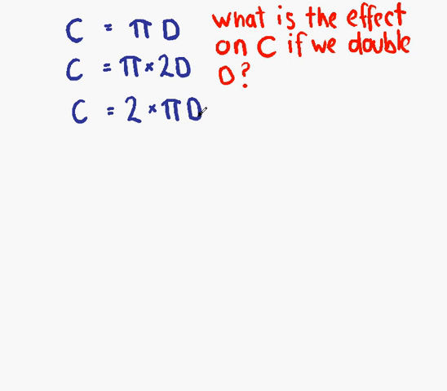What we have on this line is exactly the same as the top line, except it has been multiplied by 2. That means our answer for C will also be multiplied by 2. So if we double the diameter D, then our answer for C will also be doubled. Our question was, what is the effect on C if we double D? Well, the effect is that C is also doubled.